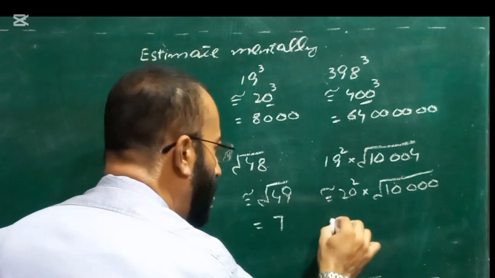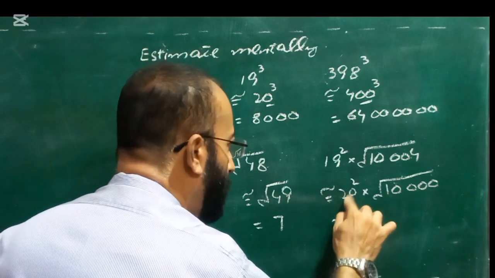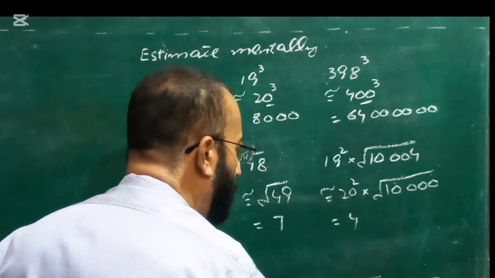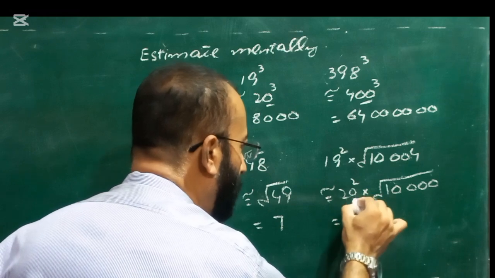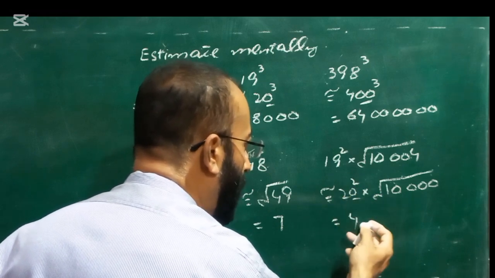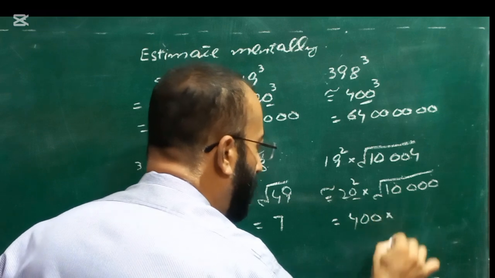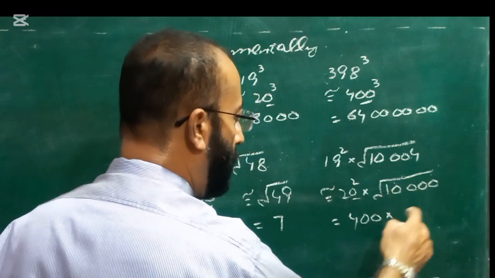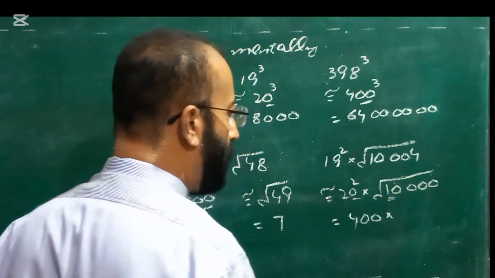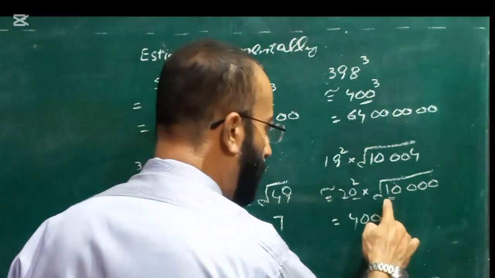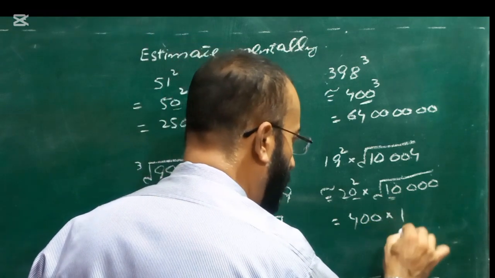Okay, the next step will be we will take the square of 2. So 2 square will be 4, and 0 will be coming 2 times because of the square, so 1 time, 2 times multiplied by. This is the square root. So we will take the square root of the non-zero number first. So the square root of the non-zero number is 1.